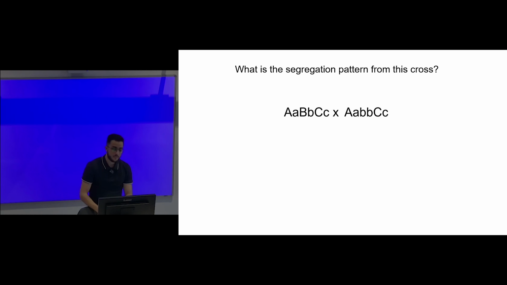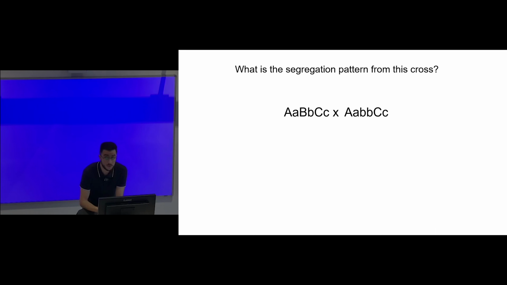Okay, so what is the segregation pattern from this cross? Now, I'm not asking you about the cross. I'm asking you about the segregation pattern. Can you guys tell me how the genes segregate? Any idea? It's just a different way of asking you to form the gametes, right? Does that make sense?